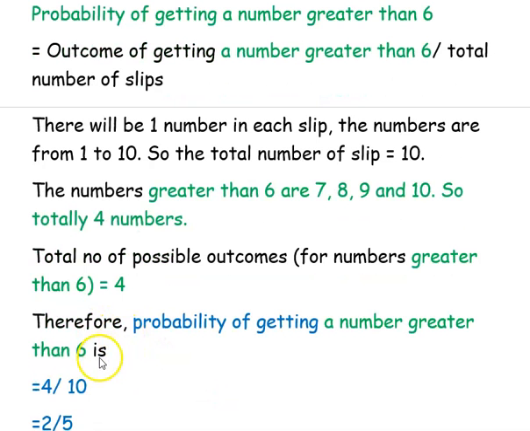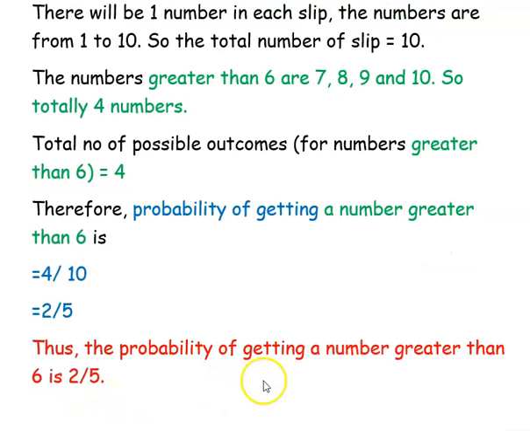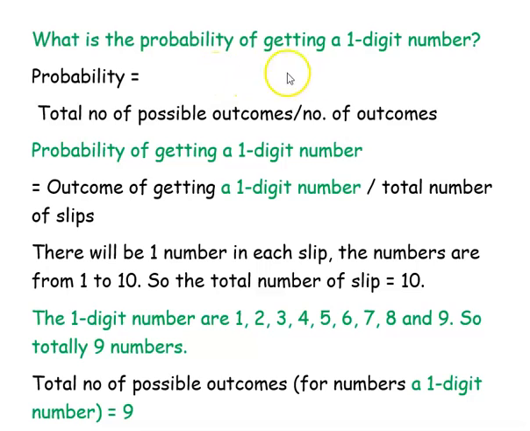So now we are going to apply the probability formula. We know that the probability of getting a number greater than 6 is equal to the total number of possible outcomes for a number greater than 6 divided by the total number of slips. So it is 4 divided by 10. If you simplify, you will get 2 divided by 5. So thus the probability of getting a number greater than 6 out of the 10 slips is 2 divided by 5.